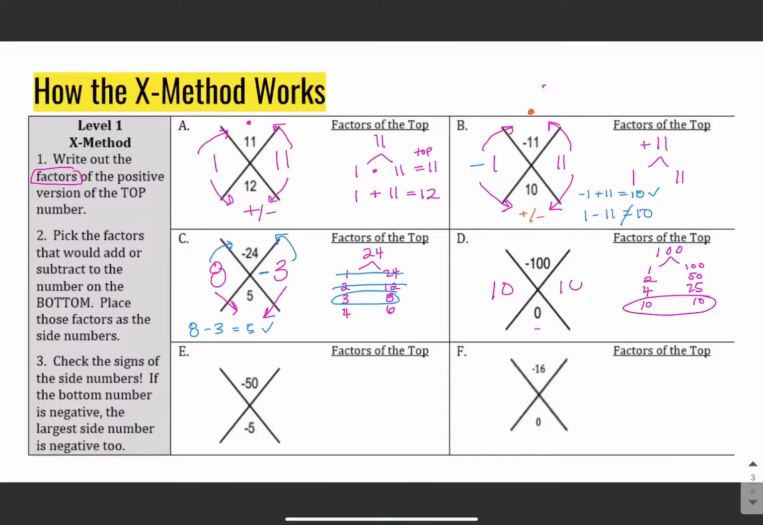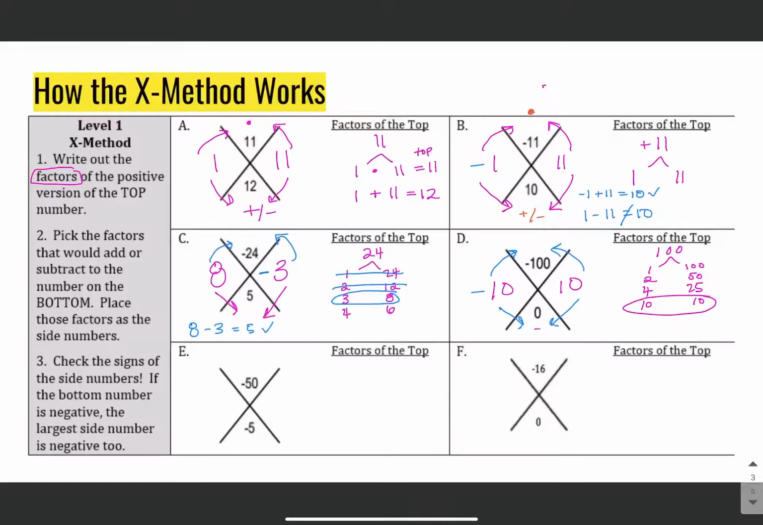So 10 and 10, and then again, we got to be careful with our signs. So we need one of these 10s to be a negative, because negative 10 plus 10 will add up to 0, and negative 10 times 10 will equal negative 100. All right, let's do two more.